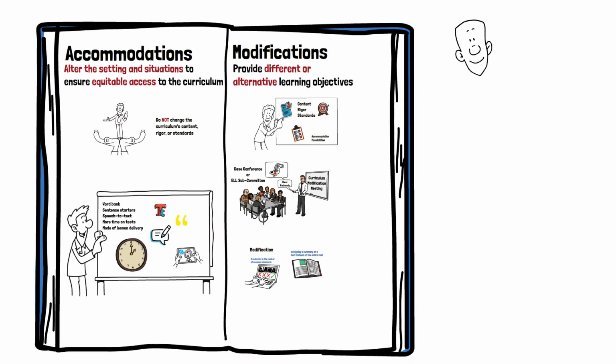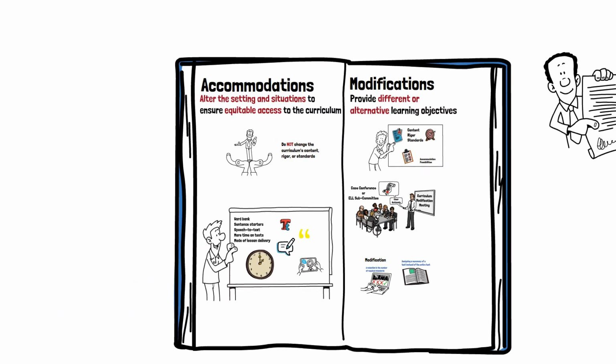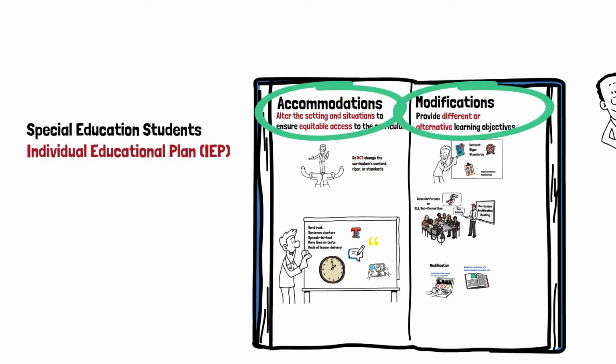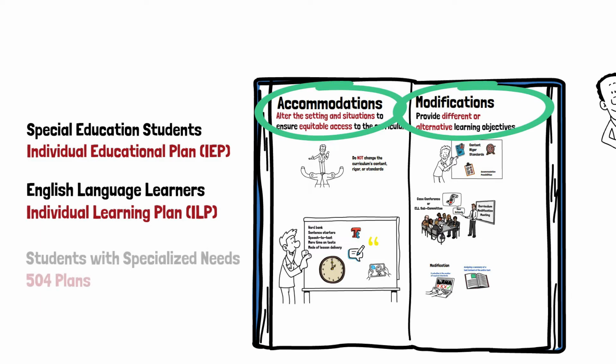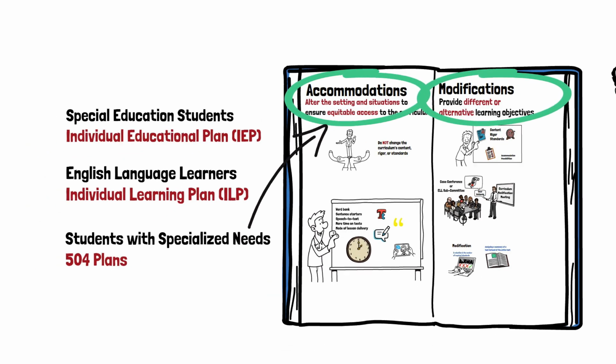When working with special populations, teachers will be required to review a variety of legal documentation. For special education students, accommodations and modifications are identified in the student's individual education plan, also known as their IEP. For English language learners, accommodations or modifications are identified in the student's individual learning plan, also known as their ILP. For some students with special needs, 504 plans are utilized to identify necessary accommodations. 504 plans establish accommodations only, so 504 plans will not change what the student is being taught.